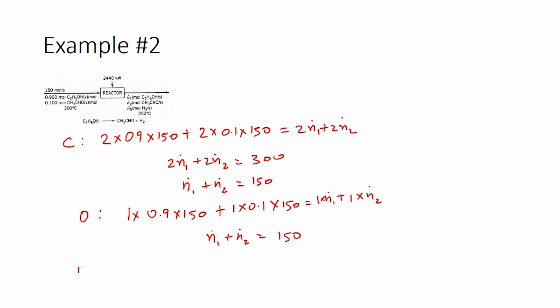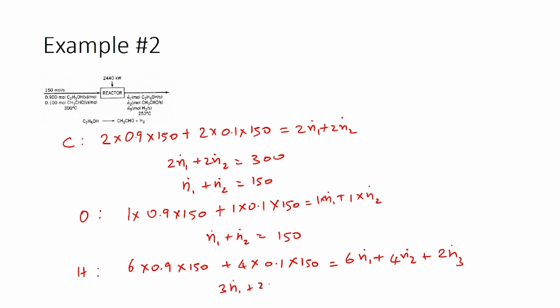So, you can write a hydrogen balance, which would basically be 6 times 0.9 times 150 plus 4 times 0.1 times 150, which equals 6 times N1 dot plus 4 times N2 dot plus 2 times N3 dot. From this you can get an equation for the hydrogen balance, which simplifies to 3 N1 dot plus 2 N2 dot plus N3 dot equals 435.